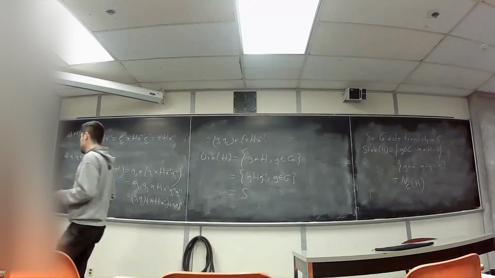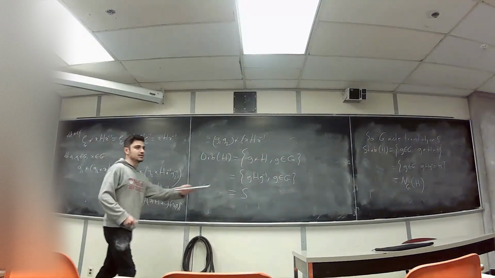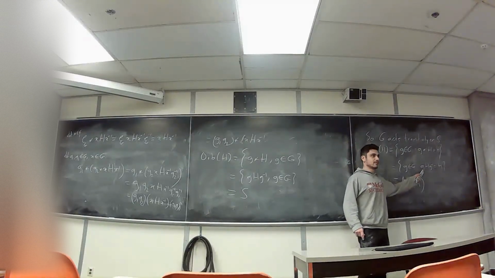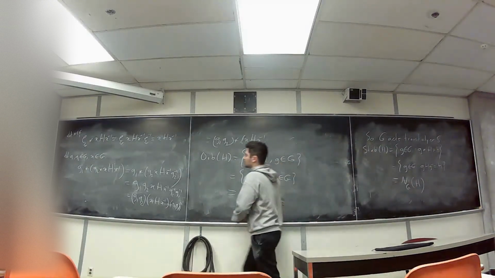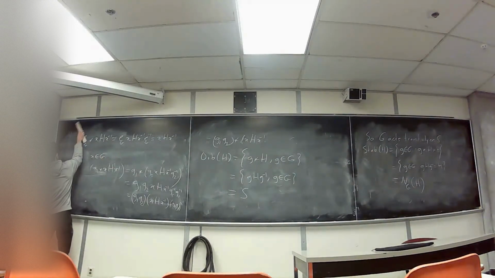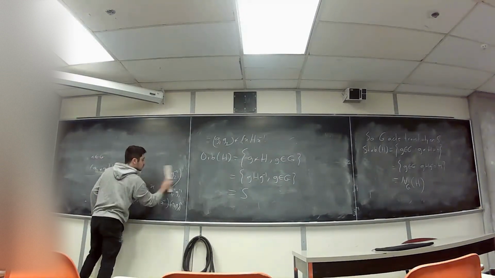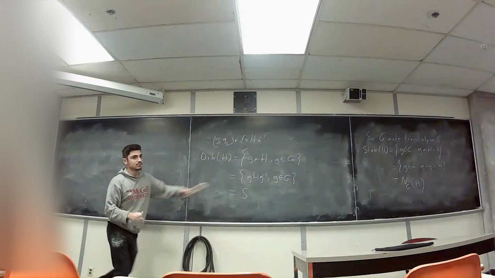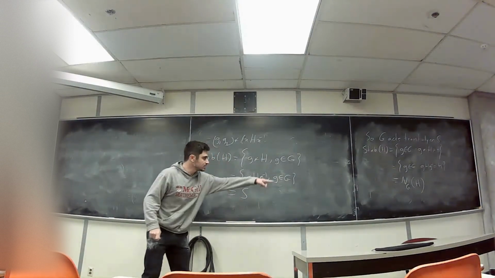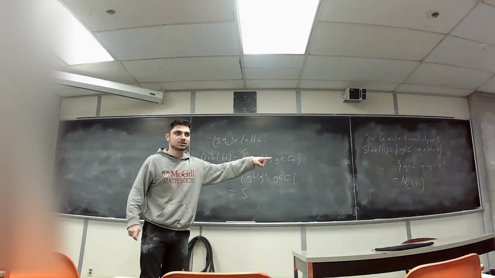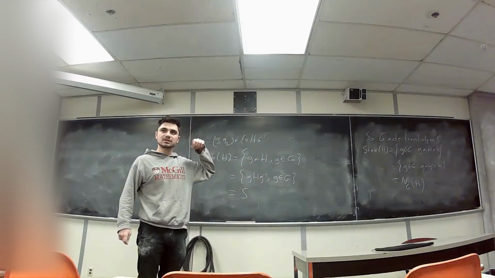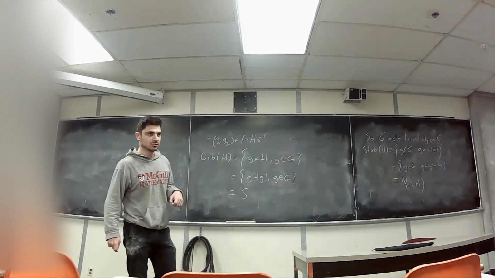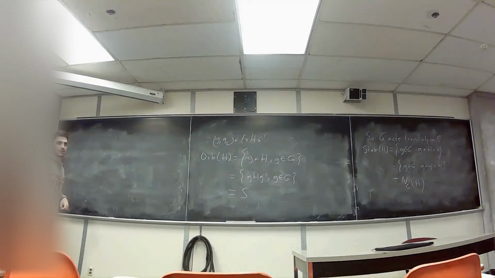Is H contained in N_G(H)? H is a normal subgroup of N_G(H). You can see that by definition. But anyways, can you see that H is a normal subgroup of N_G(H)? Not only is H a subgroup of N_G(H), but H is a normal subgroup of N_G(H). Can you guys see that or not?